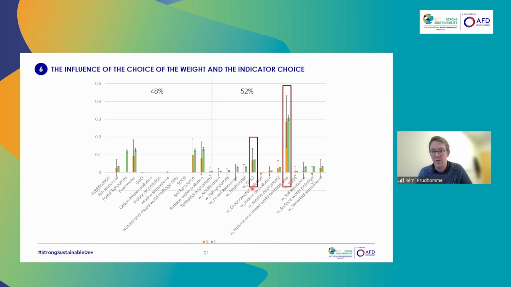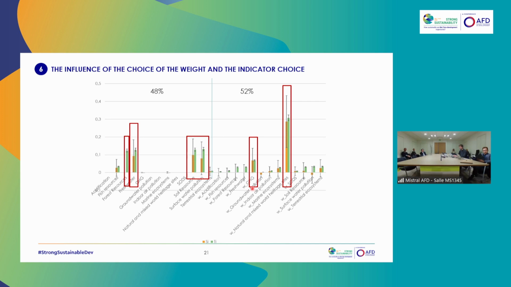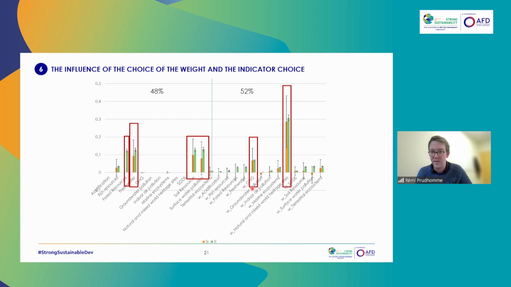What does that mean? That means that depending on the weight you give to these two indicators, you will have very different aggregated scores. And why these two indicators? It's because you have extreme scores: for greenhouse gas emissions you have 97%, and for the natural and mixed world heritage sites, you have 5%. So you have extreme scores, and also a low uncertainty surrounding these two indicators. Another interesting result is that you have quite a big uncertainty surrounding four dimensions here, which are associated with difficulties to inform these dimensions properly.